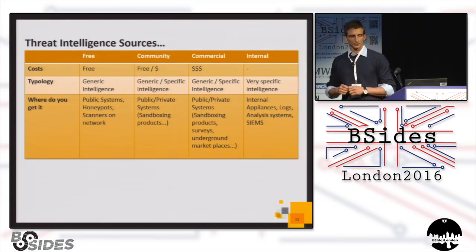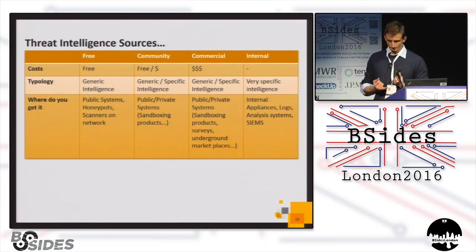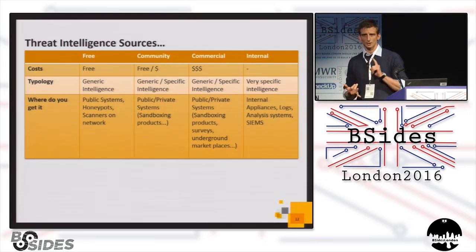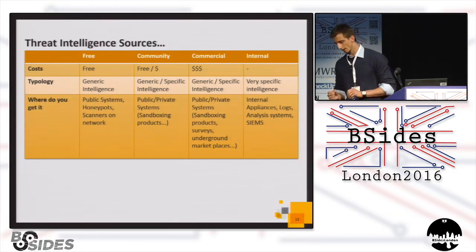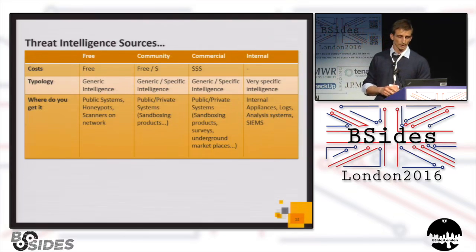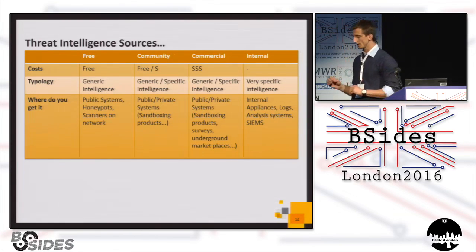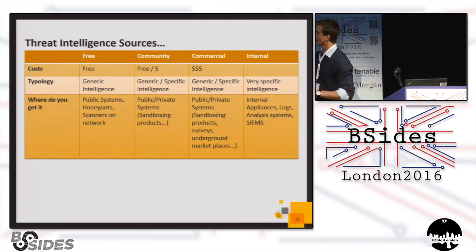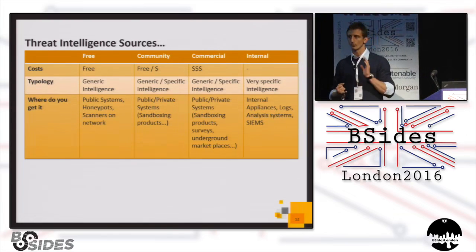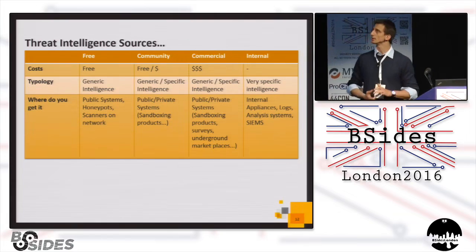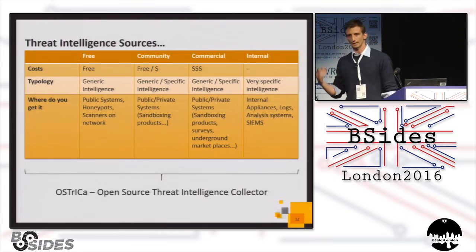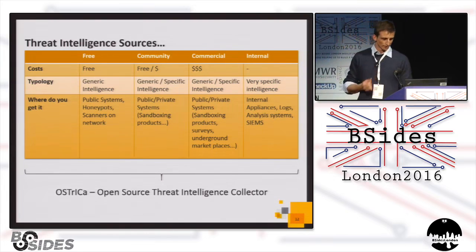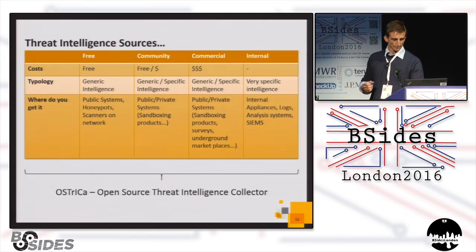And the other thing is the internal one, like our appliances, log collectors, firewalls, AVs, everything. It's very specific intelligence related to our network. It's free, of course. So what if we can actually grab this information from everywhere? I mean, internal, commercial, community, and free sources. That's the end goal of the tool that I developed, that I'm going to release on my GitHub page. It's called OSTrICa.